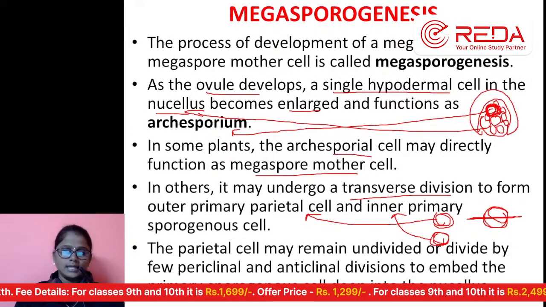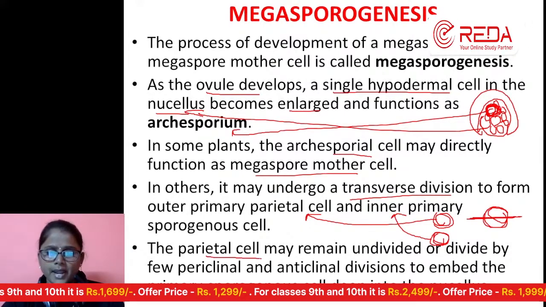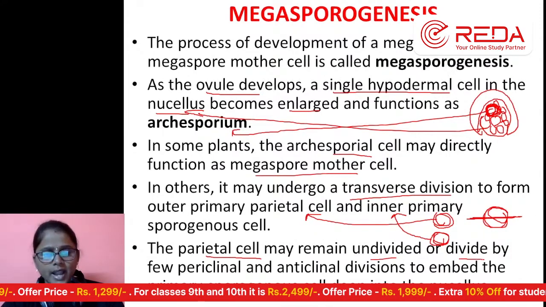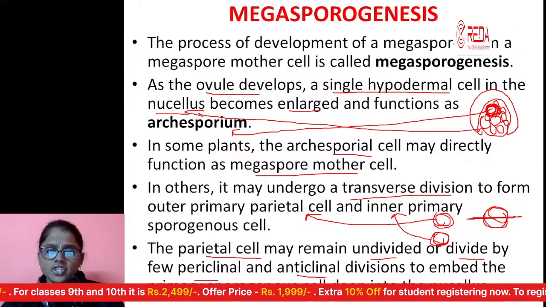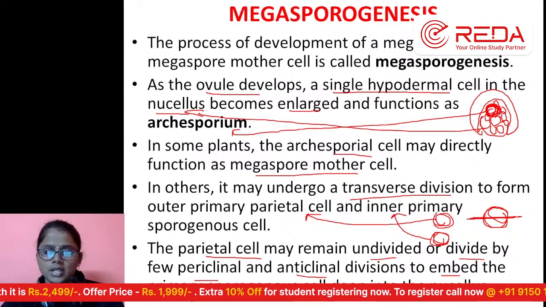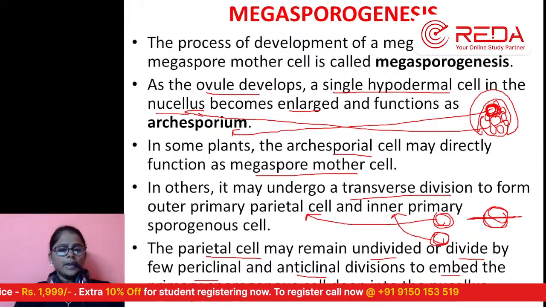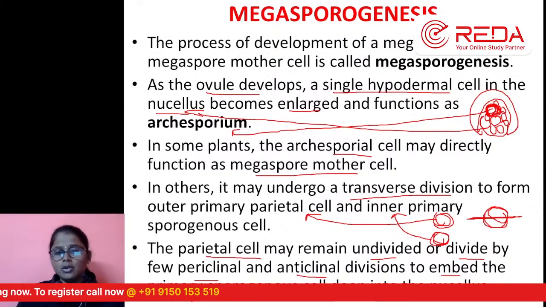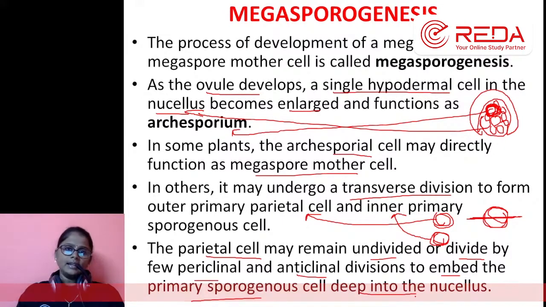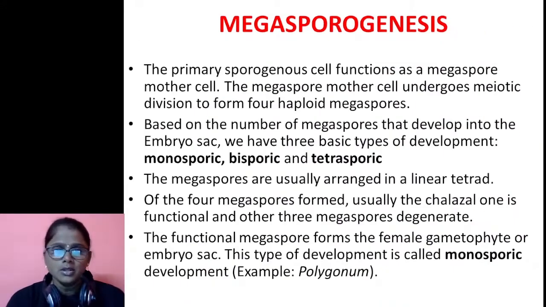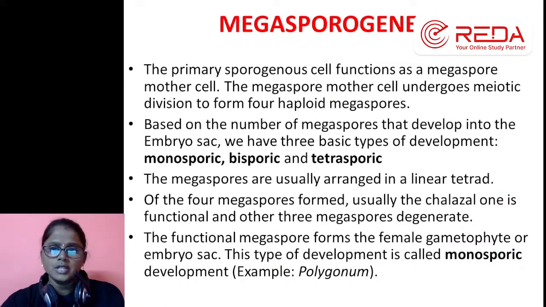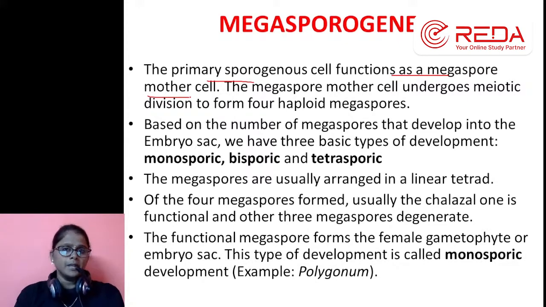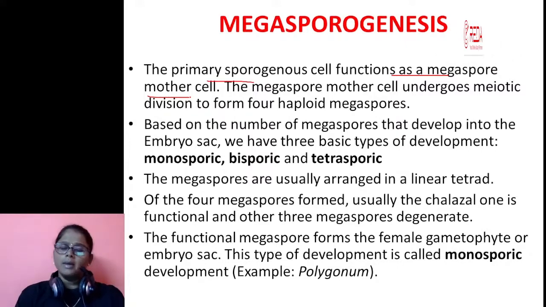This primary parietal cell either remains undivided or sometimes divides by periclinal or anticlinal division, and they embed the primary sporogenous cell deep into the nucellus. As the parietal cells keep dividing, they push the sporogenous cells towards the nucellus, so deep that they are buried. Those buried sporogenous cells later develop into the megaspore mother cell. The primary sporogenous cell, as I told you, functions as the megaspore mother cell. So the primary sporogenous cells, pushed towards the nucellus, are going to become megaspore mother cells.